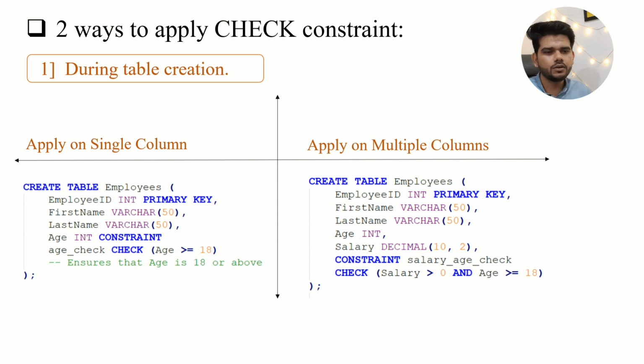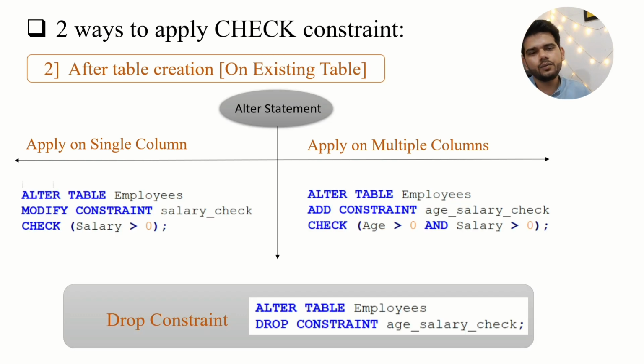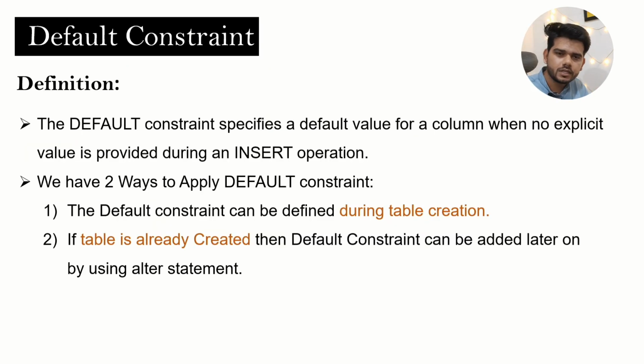Okay. So now move on to the second way and see how we can alter a table using the alter statement. With the help of the following mentioned alter queries, we can add a check constraint on a single as well as on multiple columns. If you want to drop the composite check constraint, then using this below syntax, you can drop the constraint. Number 6, we have the default constraint.